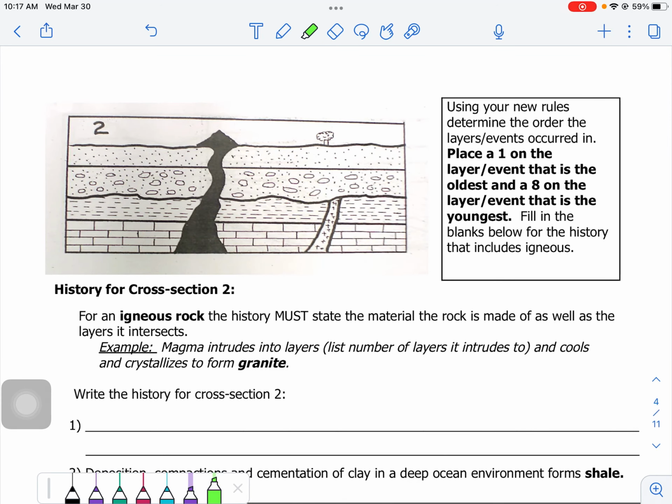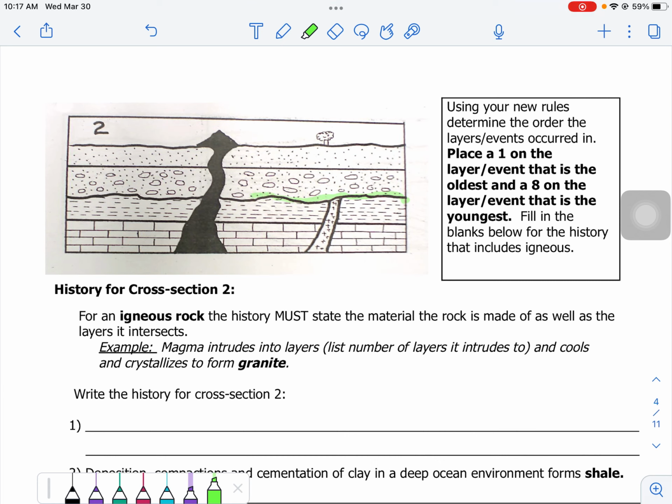So we're trying to figure out cross-section number 2. We've got, of course, all of our rules or principles to help us figure this out, trying to number 1 through 8, 1 being the oldest, 8 being the youngest. So first thing we like to do is just take a little survey of everything. We definitely have some horizontal sedimentary layers found here. And we also have a couple events happening, right?